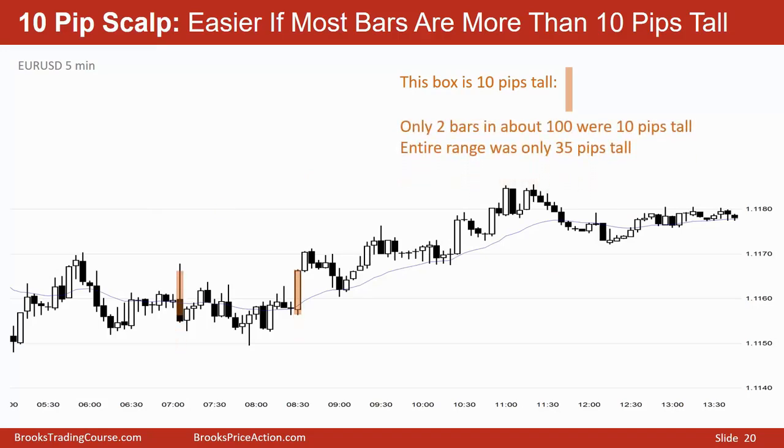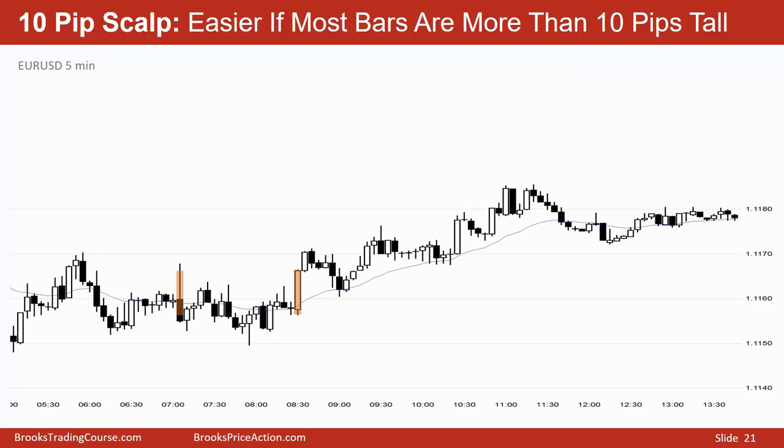Only 2 bars on the entire chart. There are over 100 bars on this chart. Only 2 of them have a range that is 10 pips tall. And the entire range of these 100 bars is only 35 pips. And that's very common in a session in the Forex market, for the range to be 30 pips all day or all session.